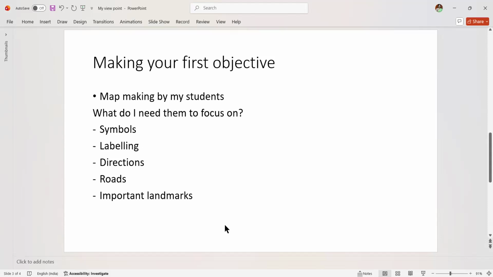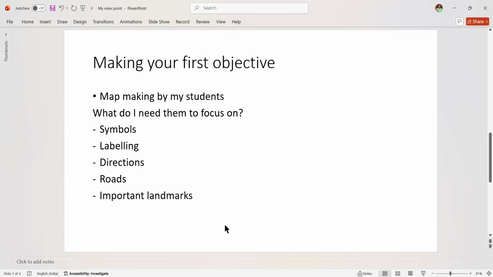Because some require labeling, some will require symbolizing the directions that are needed, whether they are traveling in the north, whether they are traveling towards south, east, or west, important roads and landmarks when they were traveling. So these aspects must be covered in the map. In order to do so, now what sort of an objective should I set?